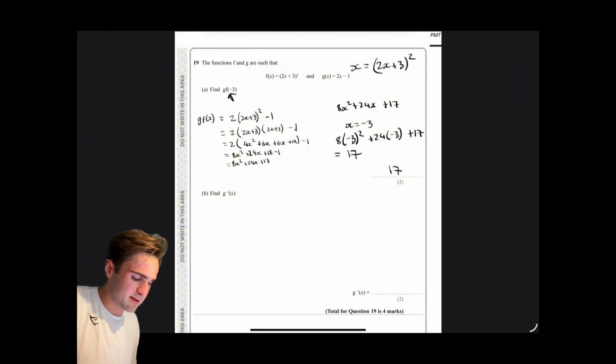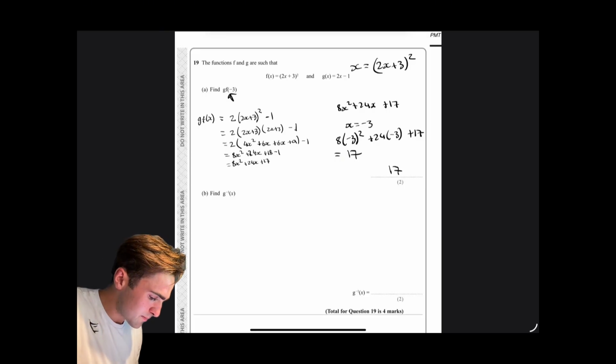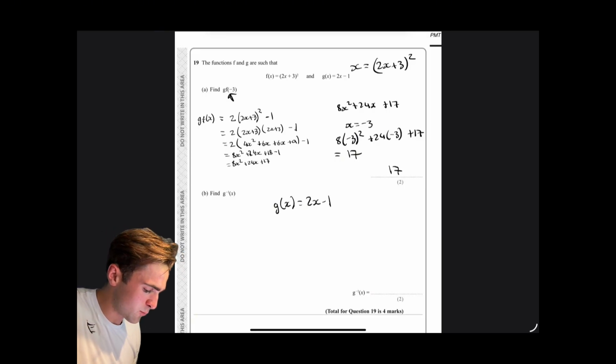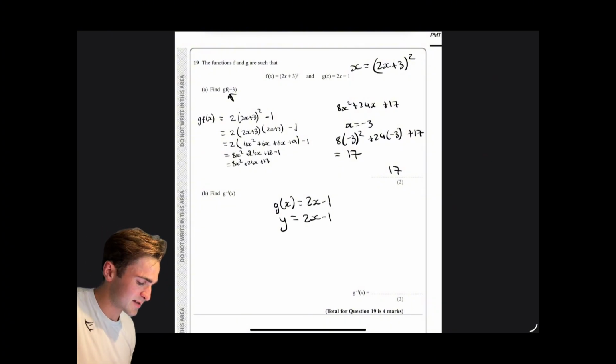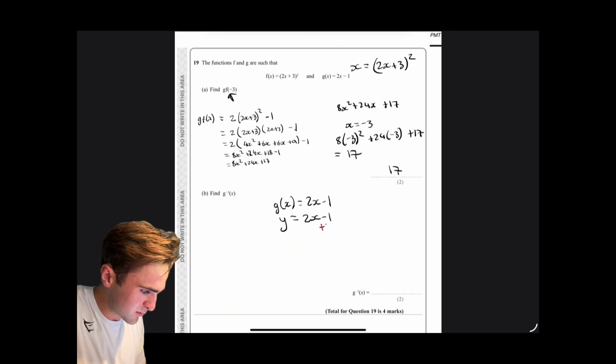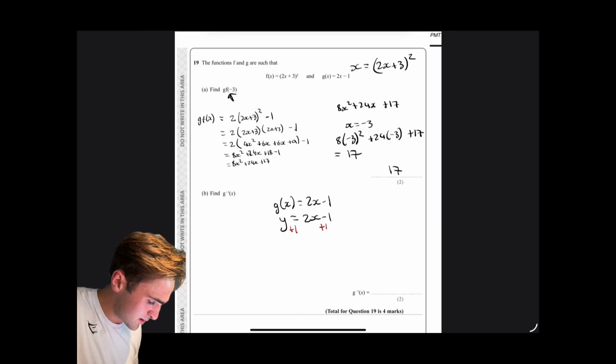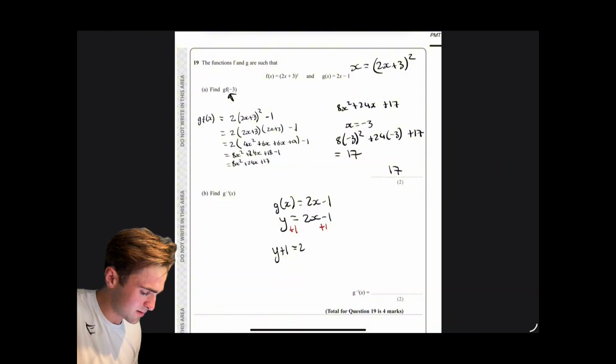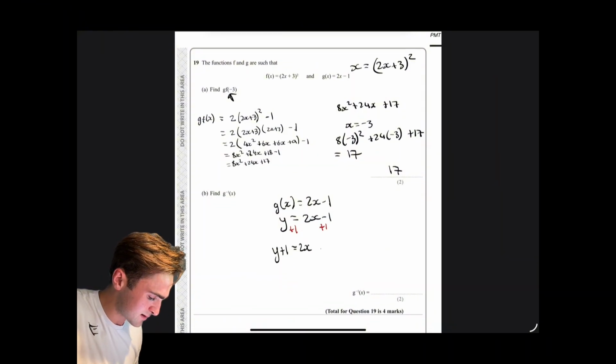B, so find the inverse of g of x, g minus 1 of x. So g of x equals 2x minus 1. So here we basically make y the g of x. So we say y equals 2x minus 1. And we're making x the subject. So we're going to add 1 to both sides. So we have y plus 1 equals 2x. And then divide by 2 to make x the subject. So x equals y plus 1 over 2.